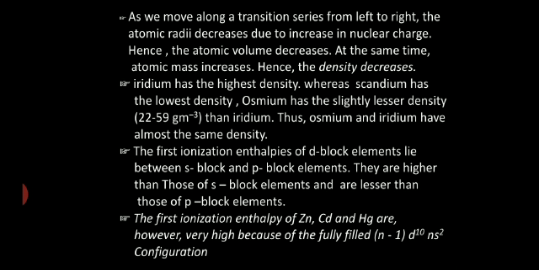Now coming to the ionization enthalpies, the ionization energy. The first ionization energy you can see on the screen. The first ionization enthalpy of d block elements lies between s block and p block elements. They are higher than those of the s block elements and lesser than those of the p block elements. Already we have seen it. For that reason they are called transition, because already I have said you the properties lie in between those of s block and p block.